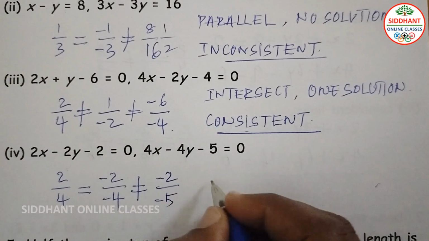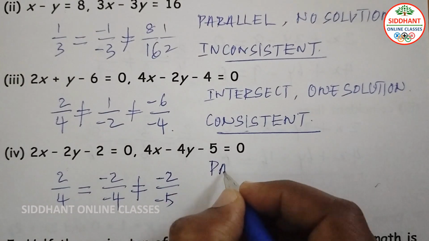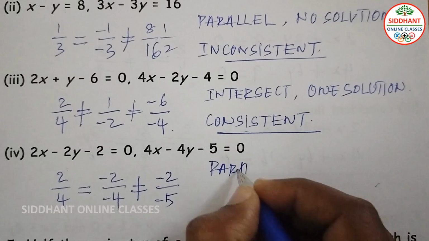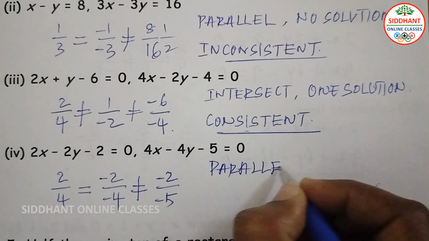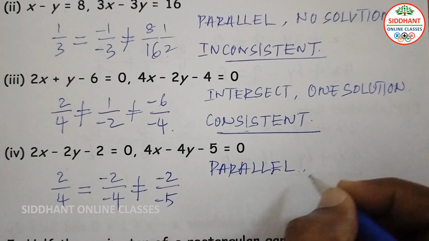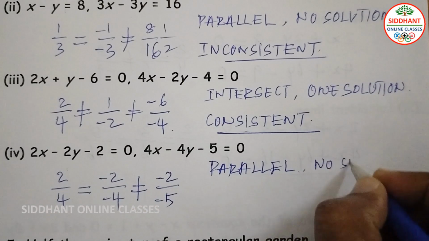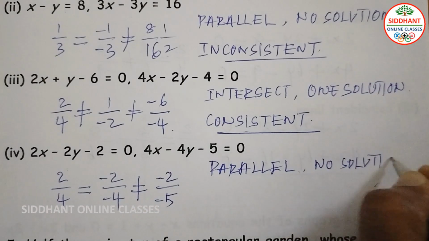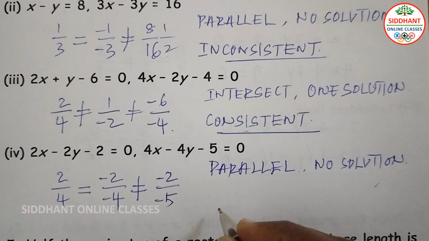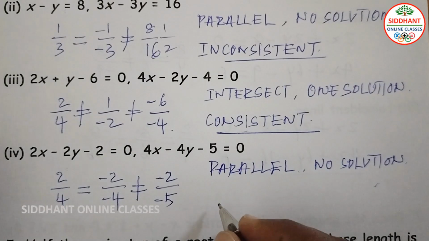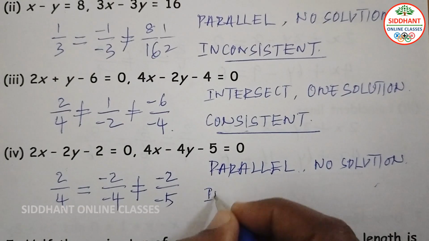So we can say that the two lines are parallel to each other, and there is no solution. And we can say that the equations are inconsistent.